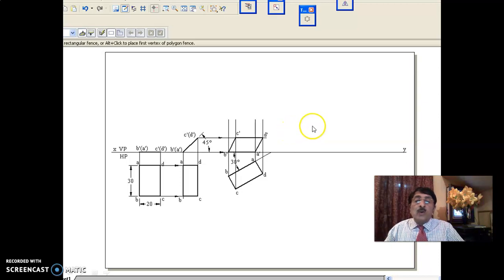And this completes one problem, which is a rectangular lamina, okay, with the longer side of the rectangle on HP with surface inclined at 45 degrees to HP and edge on HP inclined at 30 degrees to VP. This is the 12th problem in the Visvesvaraya Technological University manual.